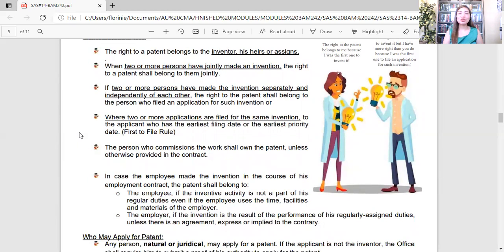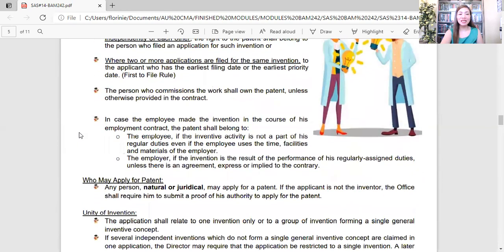So the person who commissioned the work shall own the patent unless otherwise provided in this contract. So halimbawa ako, gusto kong maka-invento ng something, tapos kinumission ko kayong lahat para tulungan ako, kanino yung patent? Sa akin. Okay? So in case the employee made the invention in the course of his employment contract, the patent shall belong to the employee if the inventive activity is not a part of his regular duties, even if the employee uses the time, facilities, and materials of the employer.